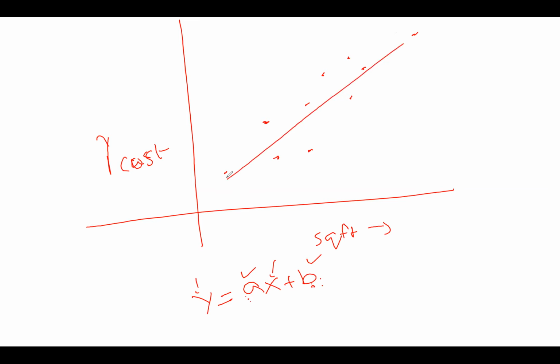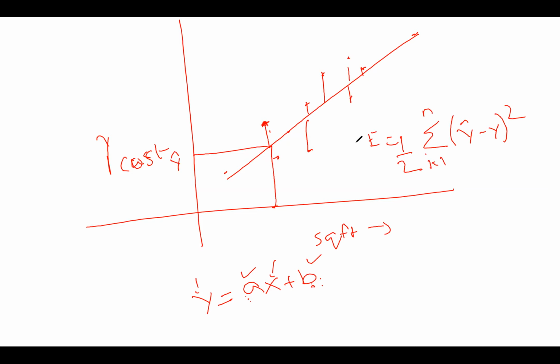Now, what is the error here? Error is nothing but your predicted value, let's say if this is my line. If the cost is this much, what is my predicted value? My predicted value is this, y hat. But what is the original value? It is this. So we take that difference. The error is, for all the points, i belongs to 1 to n, y hat minus y, whole squared. So this is my error function.